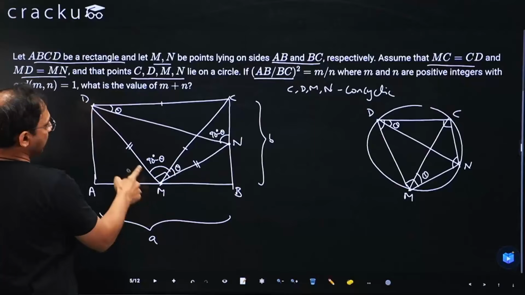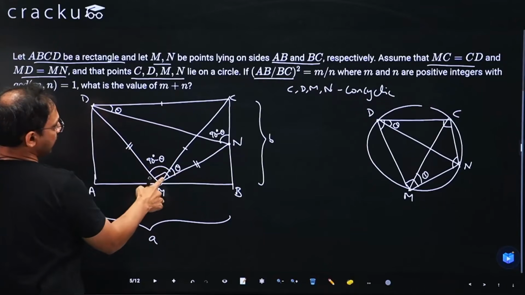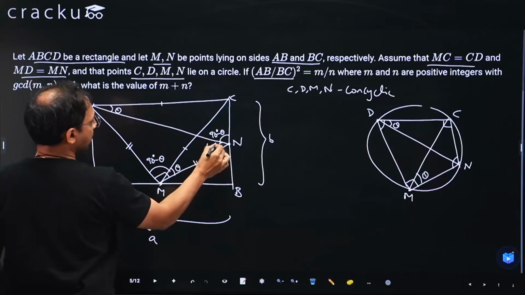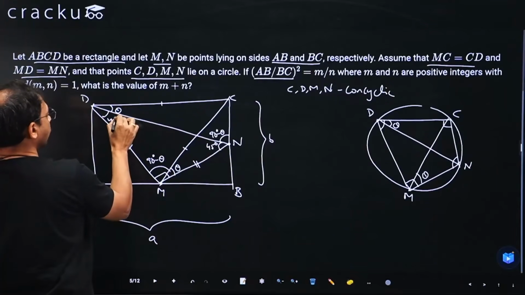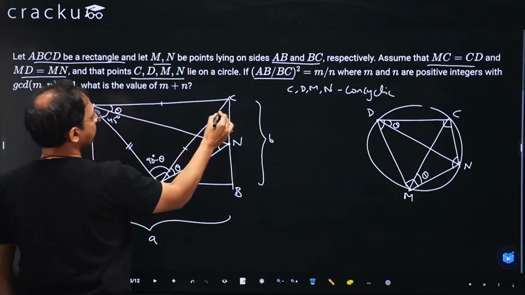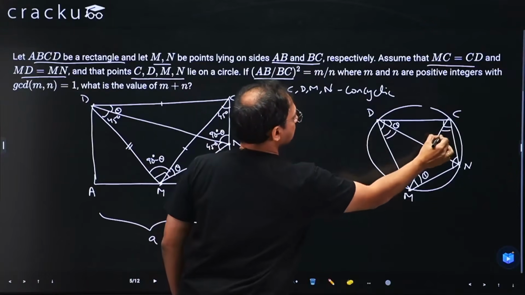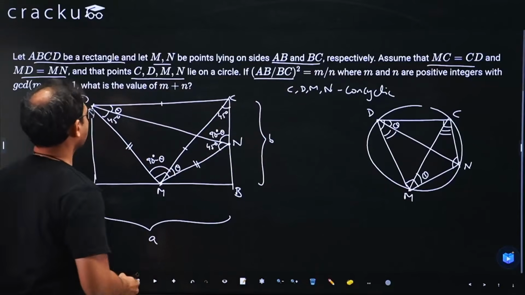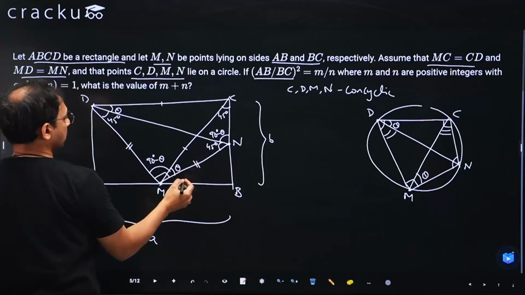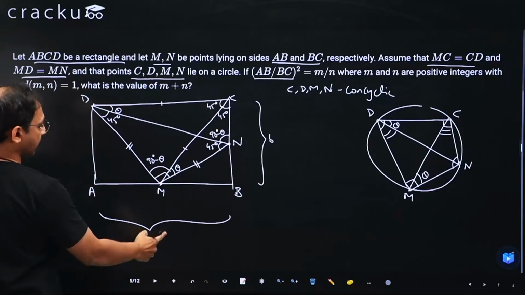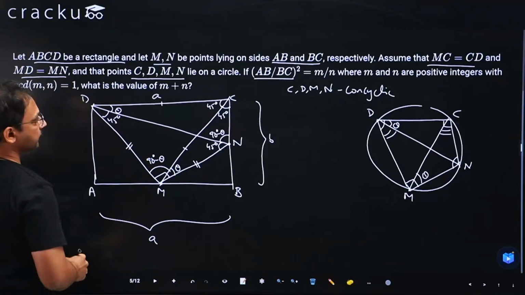Now look at triangle DMN. This is a right angle triangle and isosceles triangle. So we have 45 degrees here and 45 degrees here. If this is 45, this is also 45. Angles in the semicircle, angles in the same arc. If this is 45, this is naturally 45. If this is A, this is A.